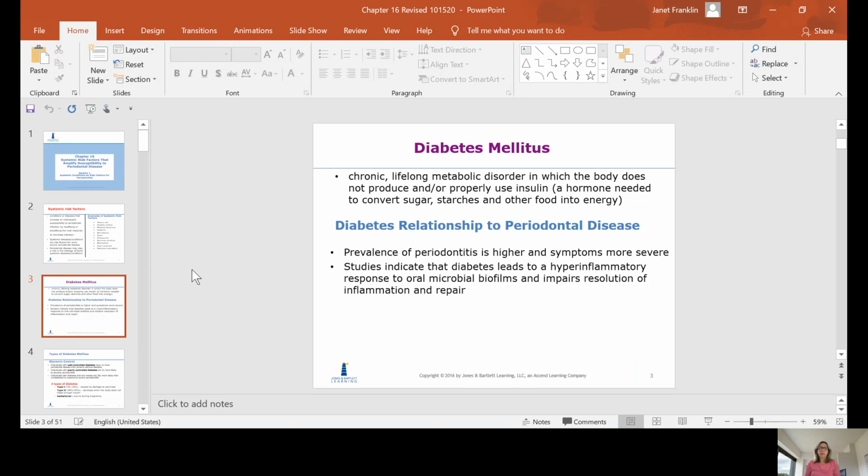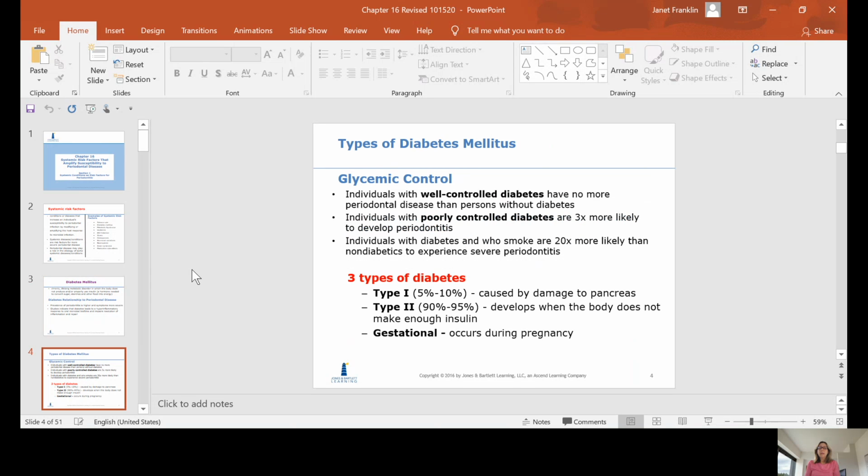You still have to have the bacteria. The bacteria still has to be present to have the disease. How the body or the host responds to the disease is what diabetes alters. And it can alter it in a couple different ways. It can cause a hyperinflammatory response, in other words, an over-exaggerated inflammatory response. So there's a lot of inflammatory cells that are released. Or it also can impair the resolution of inflammation and repair. So it can slow the repair process down.